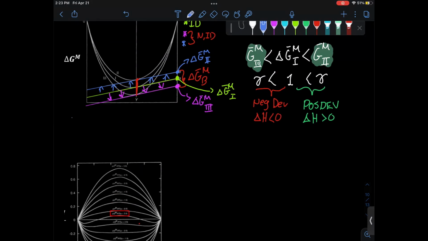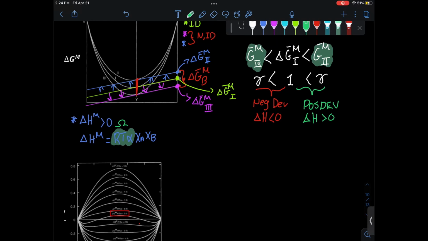Let's take, for example, the one that is positively deviated. The molar enthalpy of mixing is greater than 0. This means that whatever it's equal to, the equation that our enthalpy of mixing is equal to, is greater than 0. And this term is equal to RT times an alpha term, which is our interaction parameter, times XA, XB. And this term here is also equal to omega, our interaction parameter.